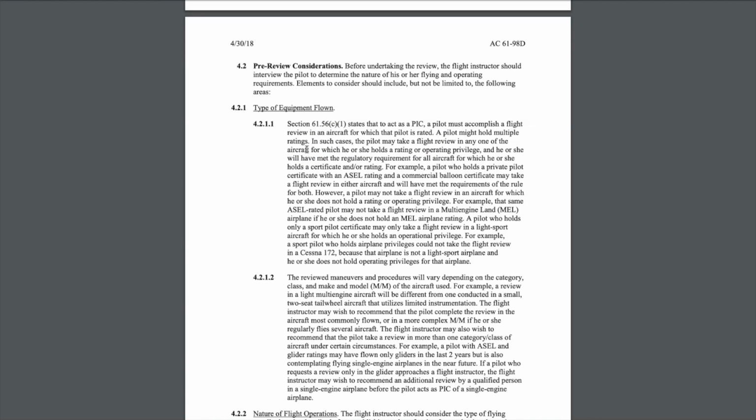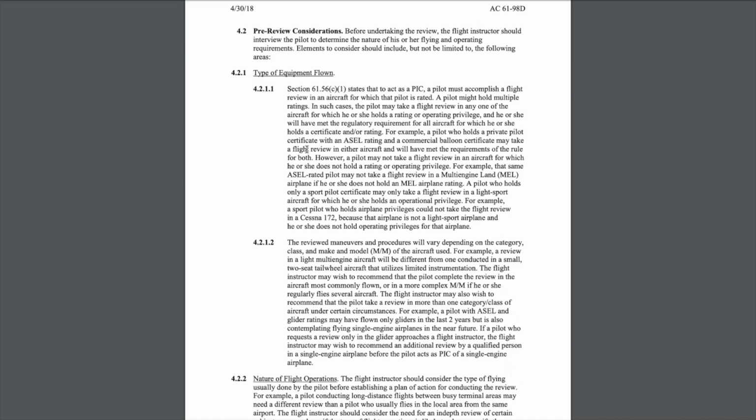So you don't have to, like we were talking about earlier, having more than one type of aircraft on their pilot certificate, you only need to do it in one of those aircraft to get the flight review. So if you hold a balloon rating, you could do it in a balloon, and that would cover your flight review for everything. All right. So let's see. It does say down here, however, a pilot may not take a flight review in an aircraft for which he or she does not hold a rating or operating privilege. Well, that seems like a big duh, but of course the FAA wouldn't have put it in there if it wasn't something that needed to be talked about.